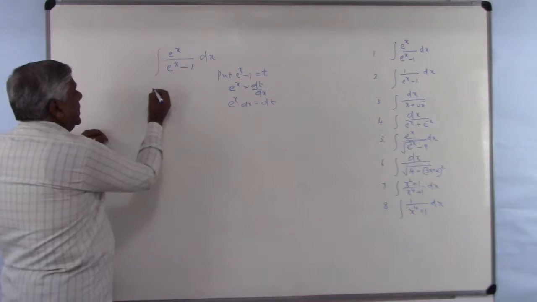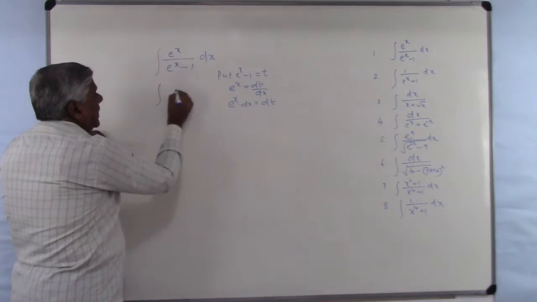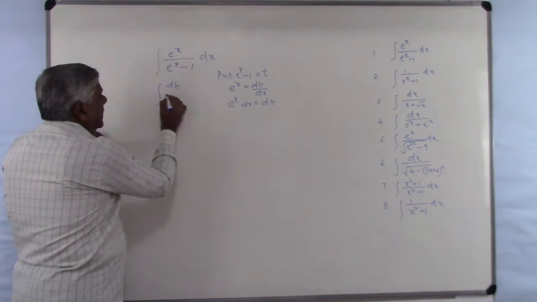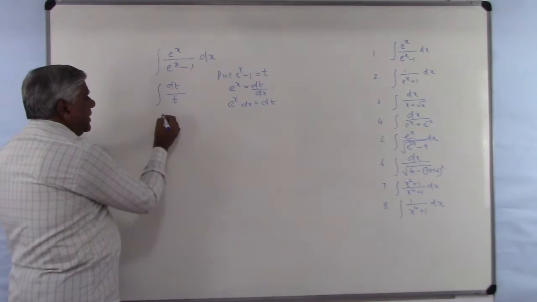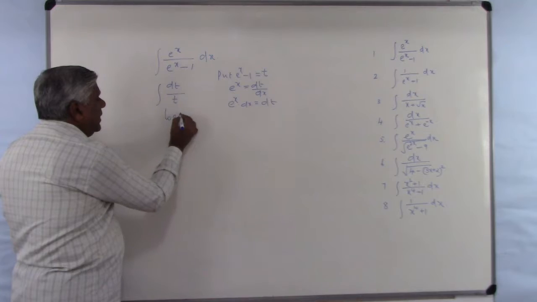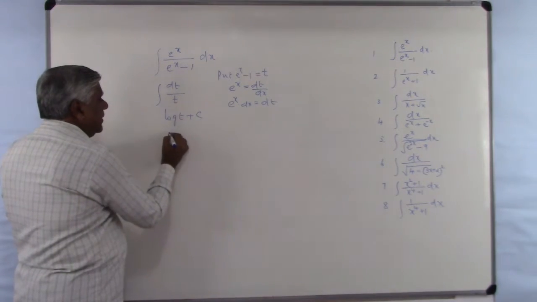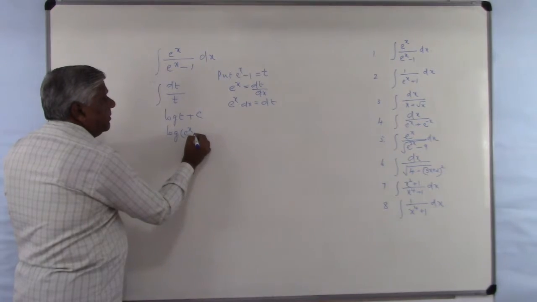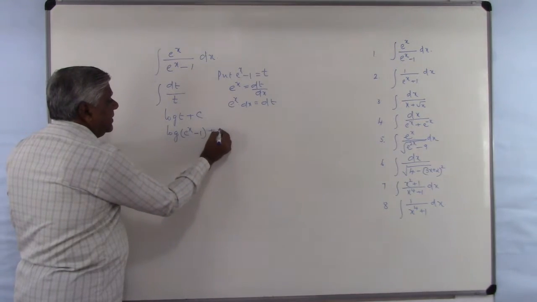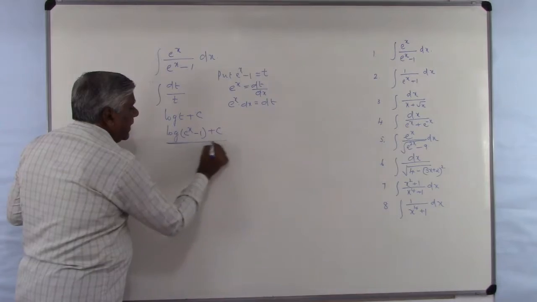Now I will keep here e to the power of x dx is equal to dt divided by t. Now we know dt by t is nothing but log t plus c, or log of e to the power of x minus 1 plus c. This is the answer.